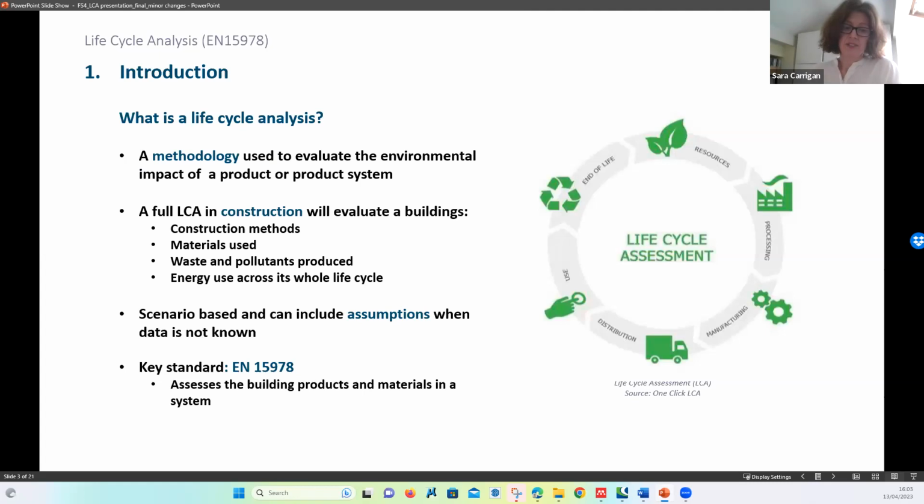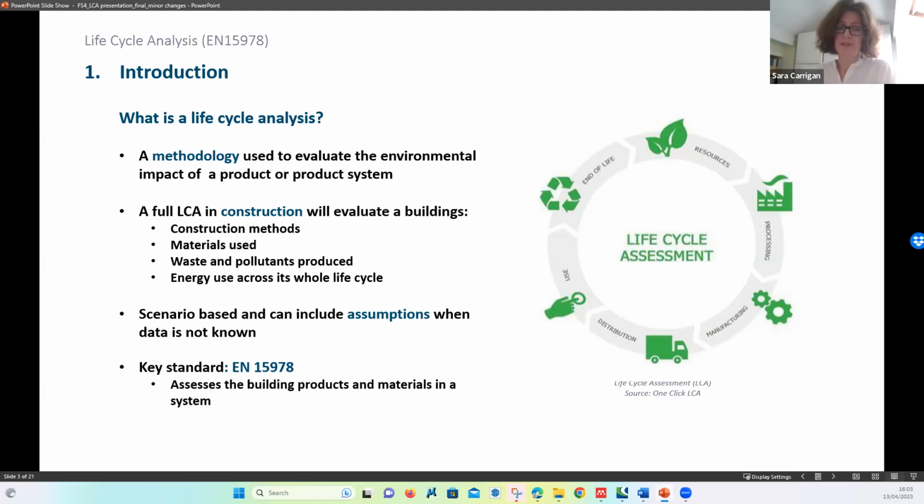So what is a life cycle analysis? A life cycle analysis is essentially a methodology used to evaluate the environmental impact of a product or product system. And a building could be described as a product system. In this case, the product system is a cottage, Joseph's Cottage. In the case of construction, the analysis will cover the construction methods, materials used, waste and pollutants produced, and energy use across the building's whole life cycle. As we don't always have all the information necessary, LCA uses scenarios and assumptions when specific data is not known.